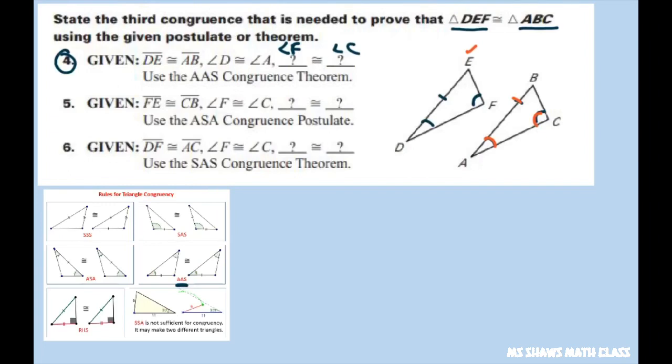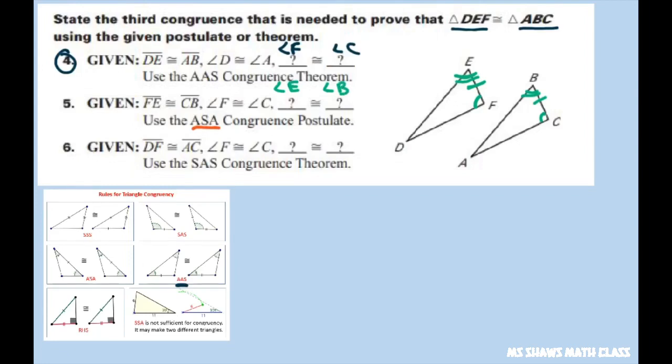Now we're going to do angle side angle for the next one. So the next one we have FE is congruent to CB, and angle F is congruent to angle C. So if we want angle side angle, we need to have these two angles congruent, because that gives you angle side angle. So these two would have to be congruent to one another. So that's angle E is congruent to angle B.